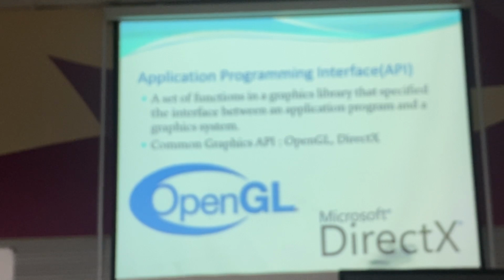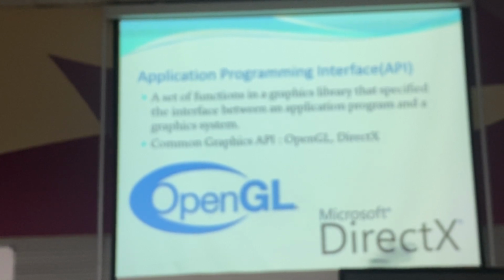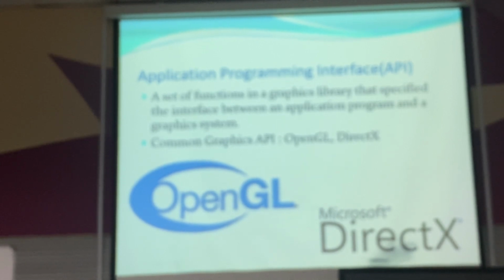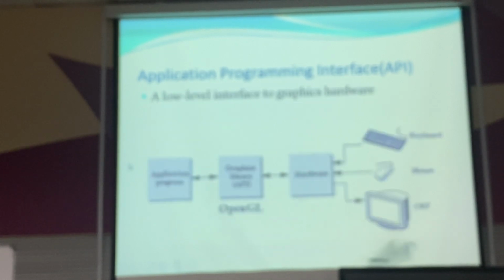So what is an API, an application programming interface? It consists of a set of functions, actually graphic library classes, that you can use in order to communicate with your graphic card from your program, so that you can show it on your screen. The common graphic APIs are OpenGL and DirectX. DirectX is under Microsoft, so it is licensed. We use OpenGL, which is open source.